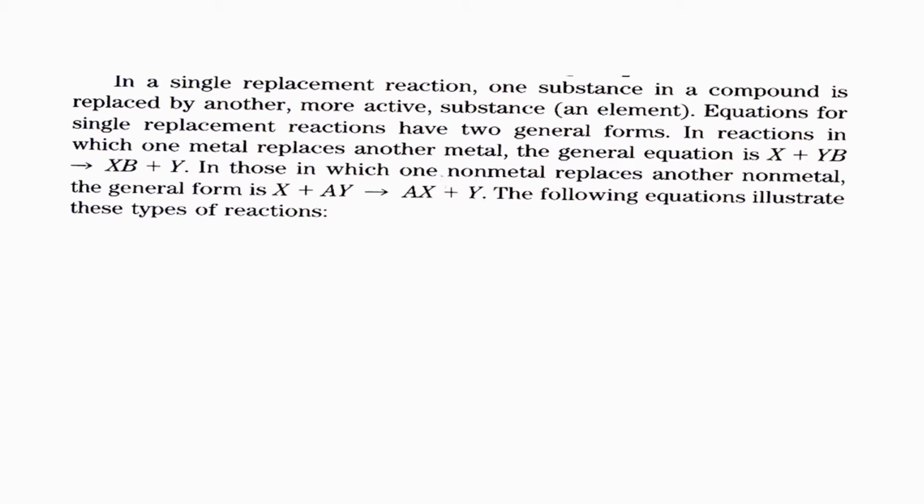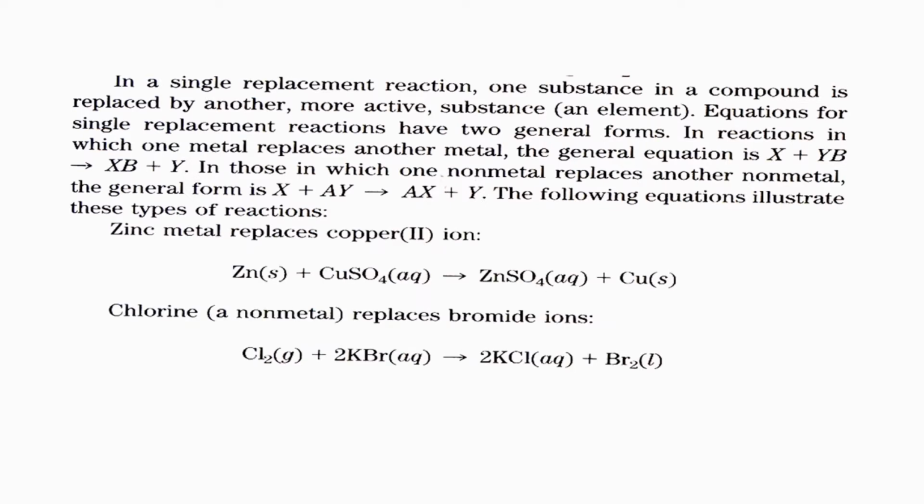The following equations illustrate these types of reactions. Zinc replaces copper 2 ion, where zinc solid plus aqueous copper 2 sulfate, CuSO4, will produce zinc sulfate, ZnSO4, aqueous plus solid copper. Or, for the nonmetal, chlorine replaces bromine ions, where Cl2 gas reacts with 2 moles of KBr, potassium bromide, to produce 2 moles of aqueous KCl, potassium chloride, plus liquid bromine, Br2.